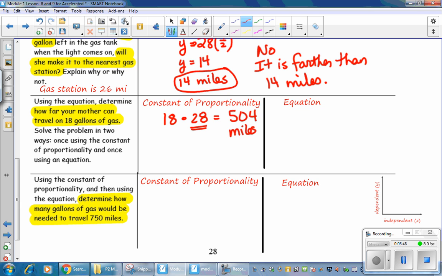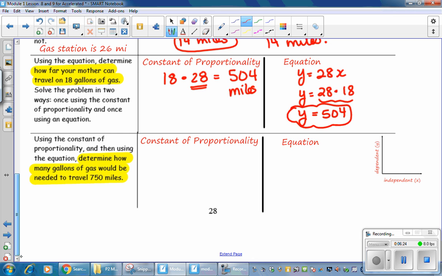Using the equation from the previous example, or the first part of the problem, was y equals 28x, where y is the number of miles, 28 is miles per gallon, and we have 18 gallons of gas. So you see the similarity between the problems. And then you just multiply 28 times 18, and you see that you get the same answer. So here they're just teaching you how to use the equation to solve the problem.